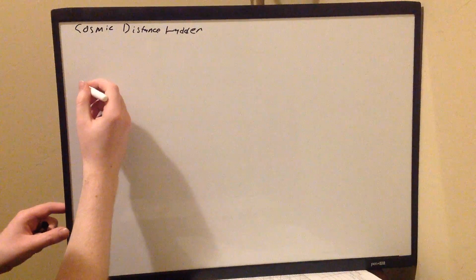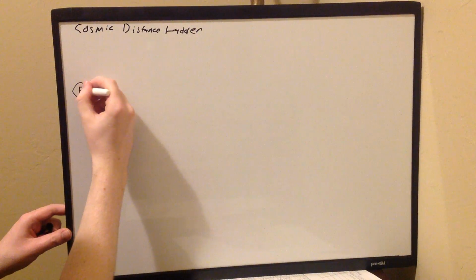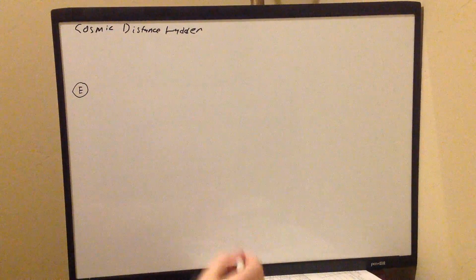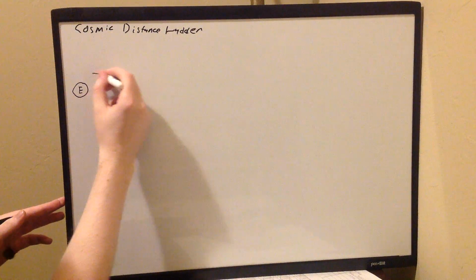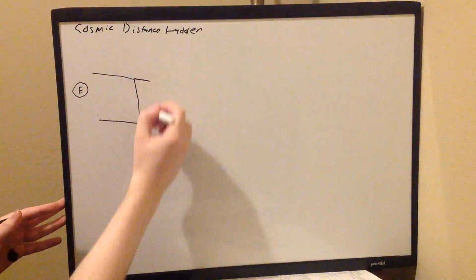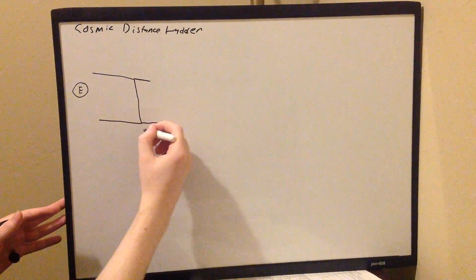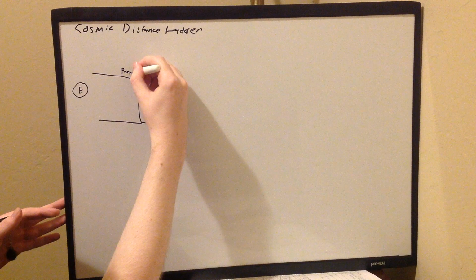So I'm going to talk about some of the major ways that we use, starting at Earth. And as I go out, I'll be talking about methods that are used to measure distances that are further and further from us on the cosmic distance ladder. First step is parallax.